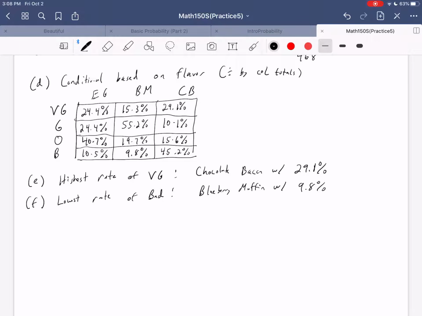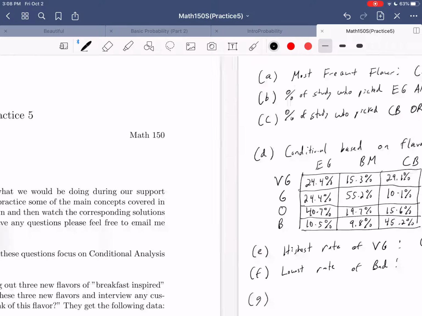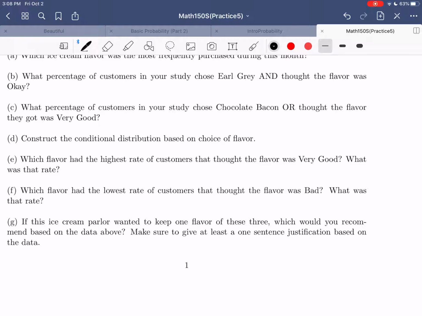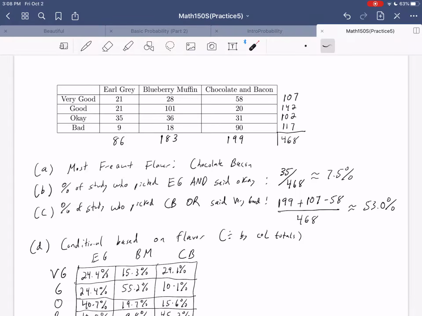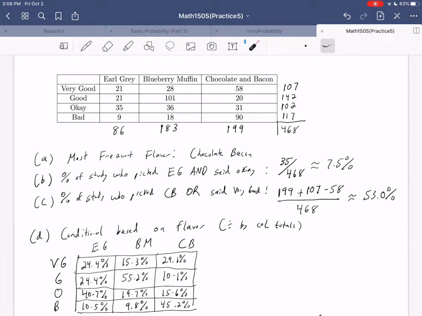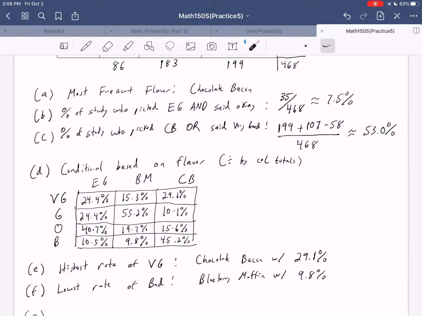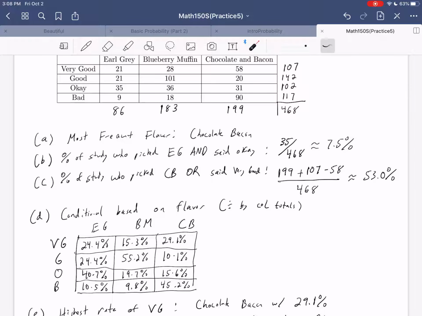Okay, so let's put all of this together into the last part here. In part G, it says if the ice cream parlor wanted to keep only one of these flavors, so they're experimenting with 3 and they want to narrow it down to just keeping one of them, which would you recommend based on this data? And we want to make sure to give at least a 1-sentence justification based on the data. So let's go ahead and just talk briefly about what we might be seeing here. And of course, we want to focus mostly on this conditional, but we might also want to consider some of the information here, especially about the frequency of the purchases.